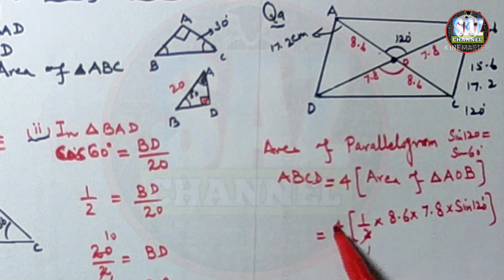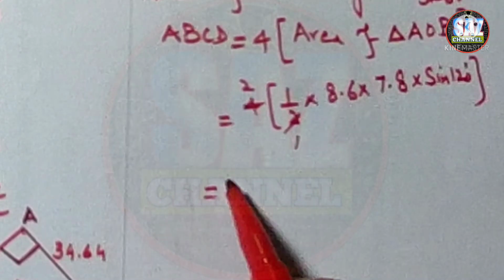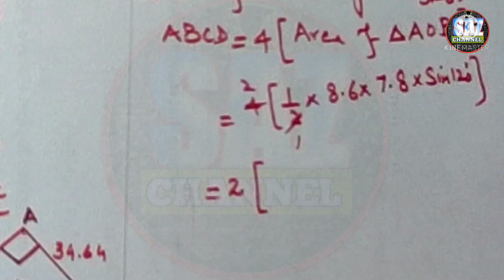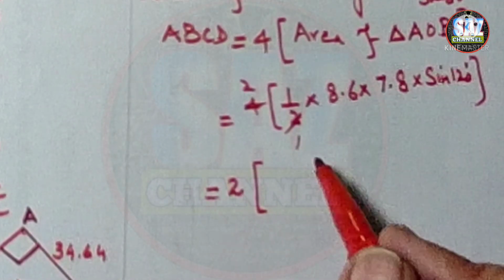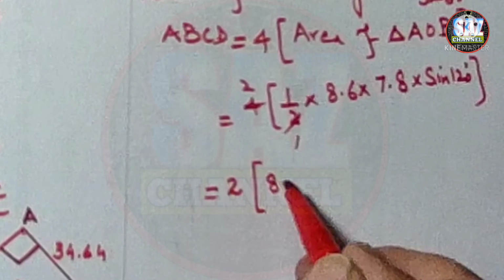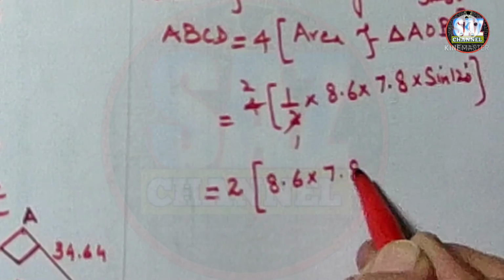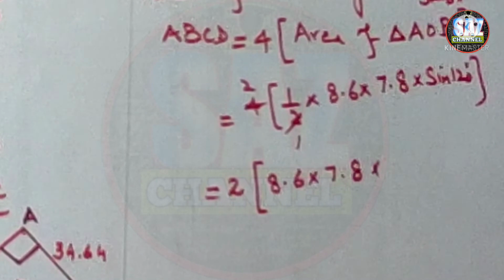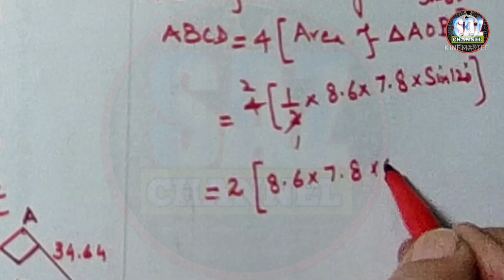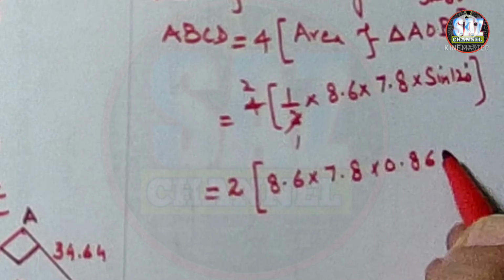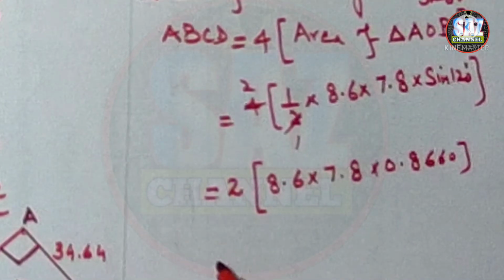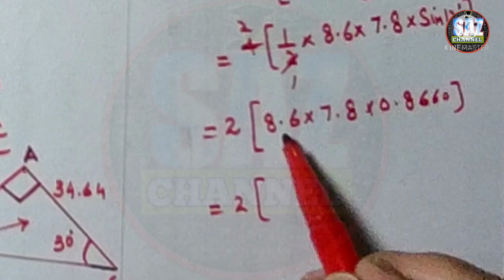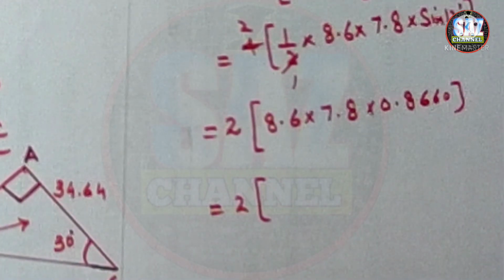2 and 4 can be simplified easily. So always perform some calculations in each step, and sine 60 or 120 degrees is 0.8660. 8.6 multiplied by 7.8 multiplied by sine 120 degrees, 0.8660. Now first I have to get the product. I have to multiply all these values carefully.